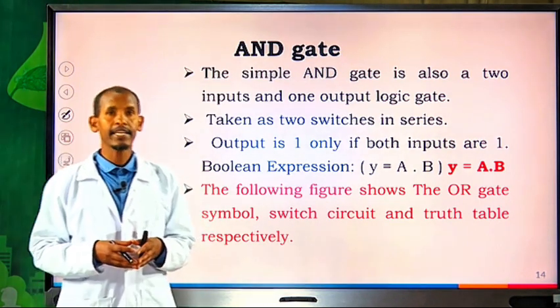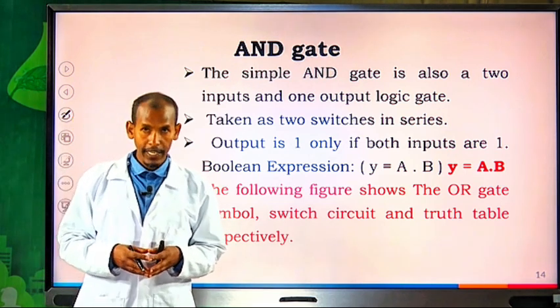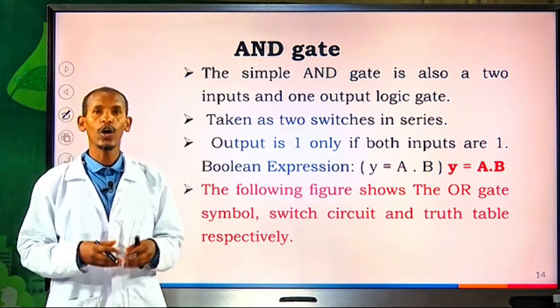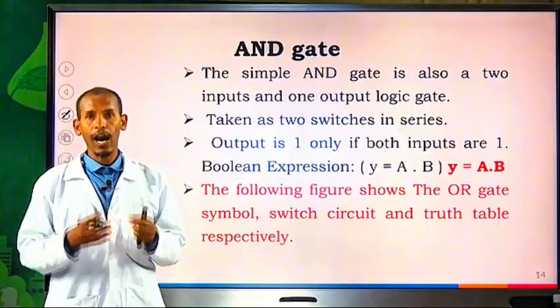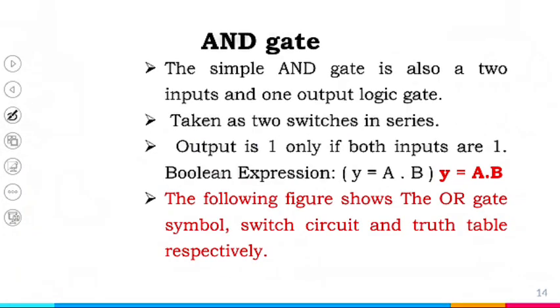And the second gate is the AND gate. The simple AND gate also has 2 inputs and 1 output, and it is a series switch. Remember that the OR gate is a parallel switch, but the AND gate is a series switch. The output is 1 only if both inputs are 1 for the AND gate. Then we can represent this with the Boolean expression Y = A . B, as I have said previously.